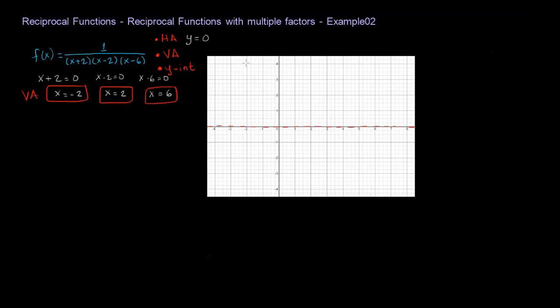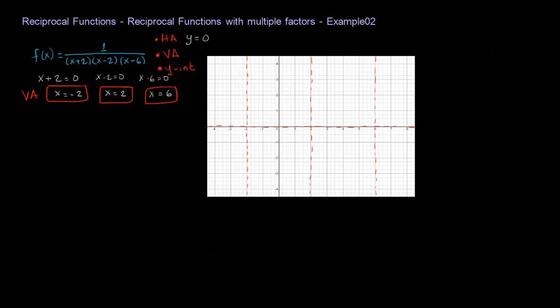I'm going to draw them quickly. I apologize in advance because I'm going to draw it in a very ugly way. Here is my negative 2, and now I'm going to draw the second one here at the 2. Now the one at 6 will be around here, all the way down here. Okay, there are my three vertical asymptotes.